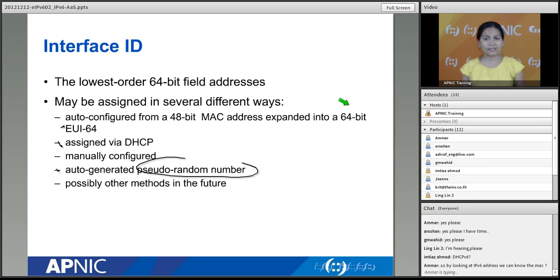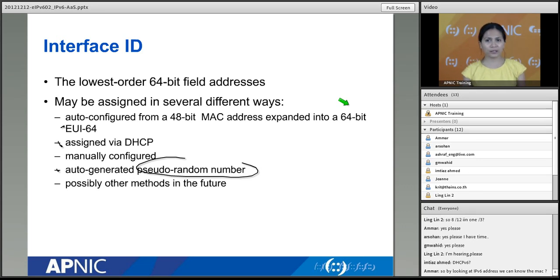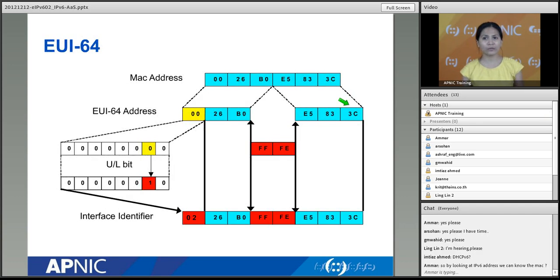Amar is asking if by looking at an IPv6 address, we can know the MAC address. Yes, that is so true. I will show you in this next slide how that is done. So we start off with the MAC address. From the MAC address, we will generate the interface ID. So how many bits do we have with a MAC address? A MAC address is 48 bits.